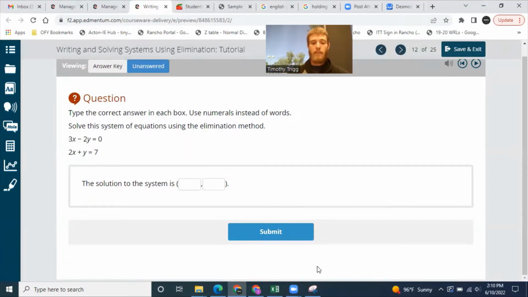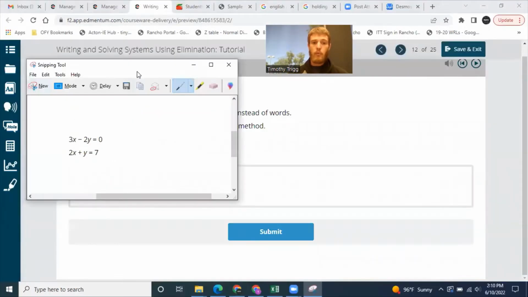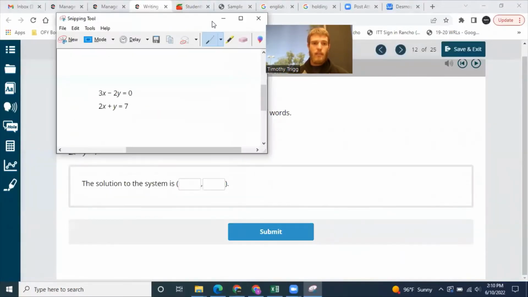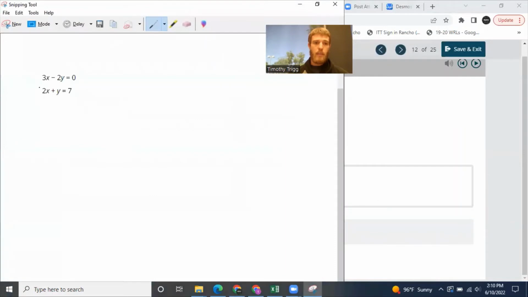Generally, when we have this system of equations, there are a few things we want to set up before we use the elimination method. The first thing we want to look at is, is everything lined up? What do I mean by that? Your x's need to be in one column, your y's in another column, the equal sign, and the constant. You can see that here.